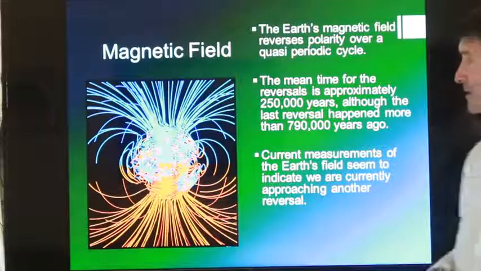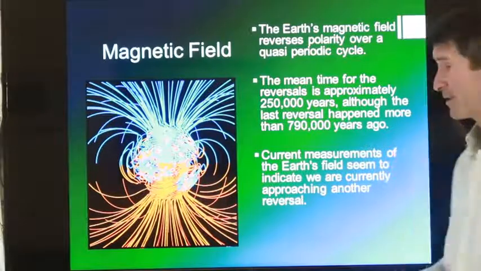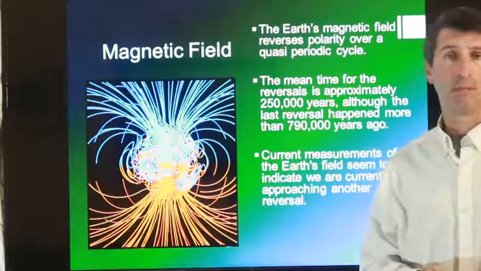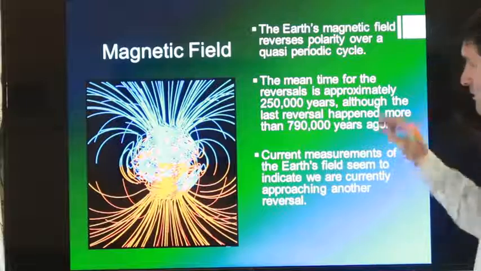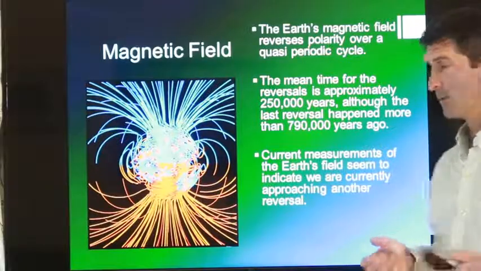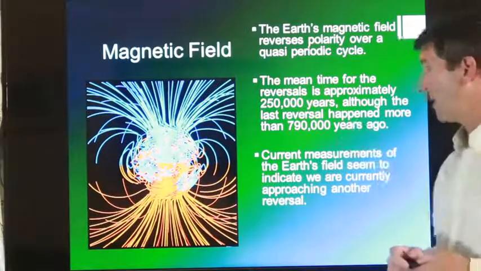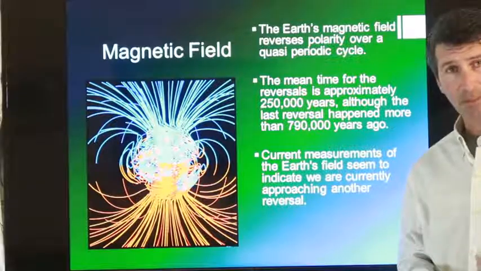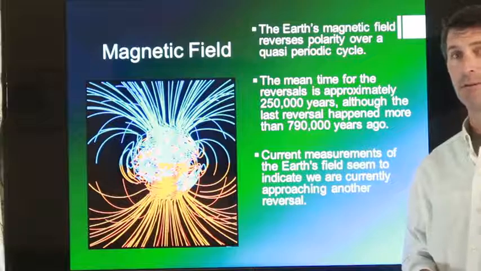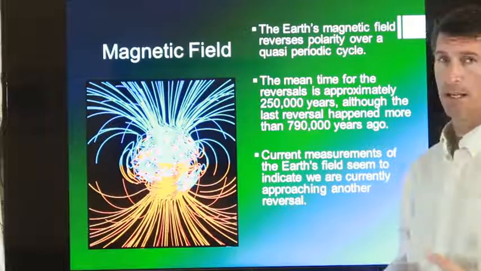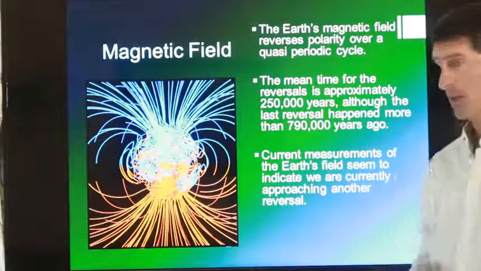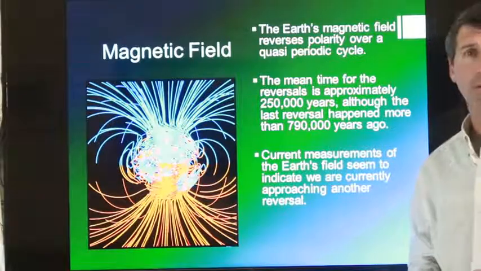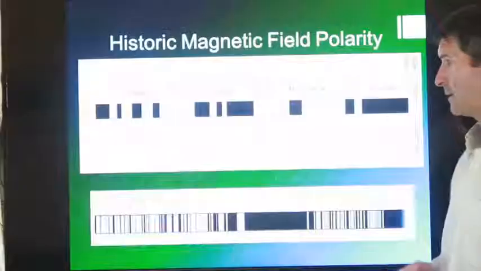Now, the mean time, the average time that it takes to switch is about roughly 1/4 of a million years. However, the last reversal, showing you how non-periodic this was, was roughly 790,000 years ago. It is in the process right now of reversing. However, this can take hundreds or even thousands of years to occur. So we're going through quite a long period of one magnetic polarity.